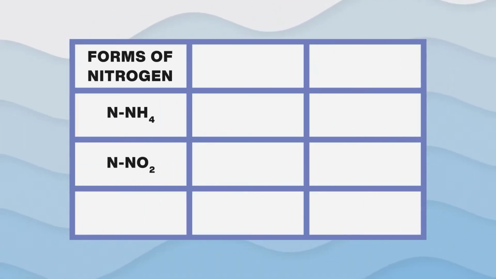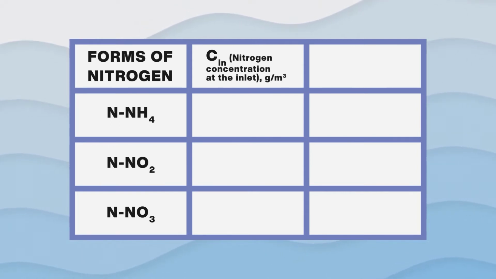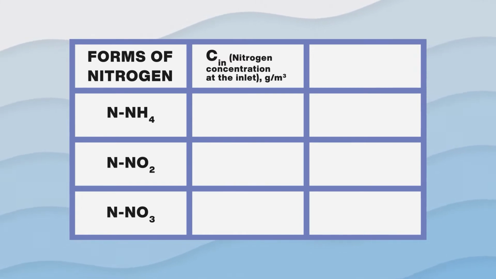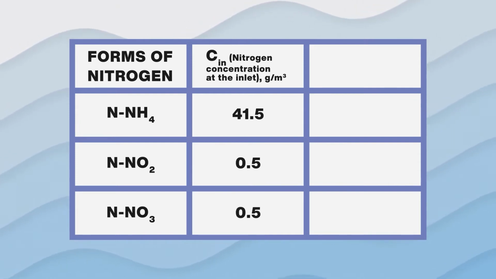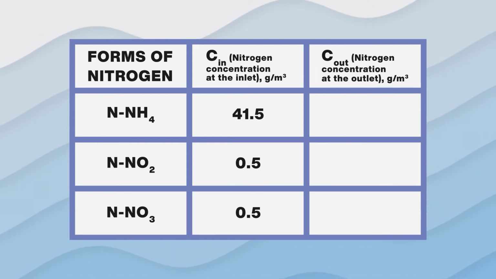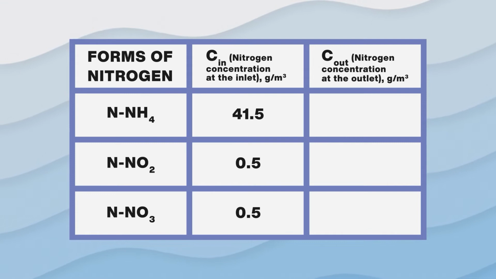Good. The first column represents mineral forms of nitrogen. Okay. The second column is nitrogen concentration in wastewater at the inlet in grams per cubic meter. 41.5, 0.5 and 0.5 once again. The third column shows nitrogen concentration in the treated water at the outlet, also in grams per cubic meter.